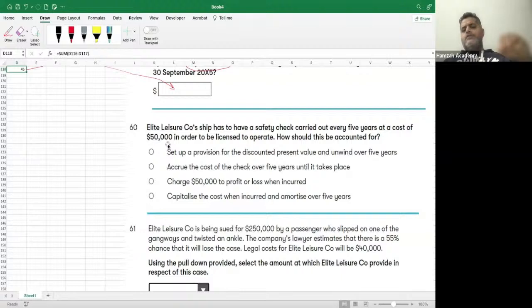It says that you have to have a safety check carried out every 5 years in order to be licensed and operate. After every 5 years, you will incur this cost so that you can get the license for the next 5 years. For example, if I have the cruise ship and I've been using it before, now it's 2025, so I have to get it inspected. Then I will get the license for the next 5 years.